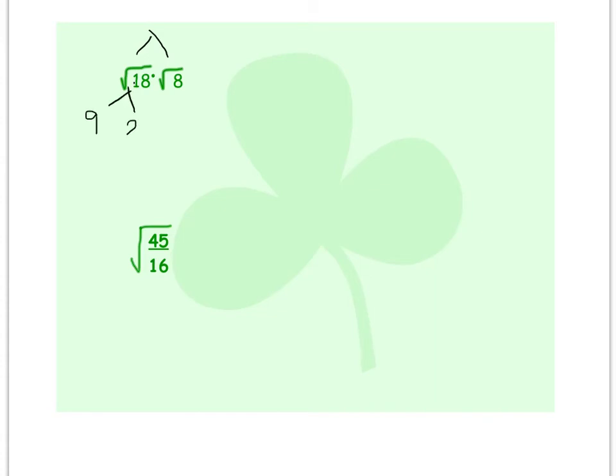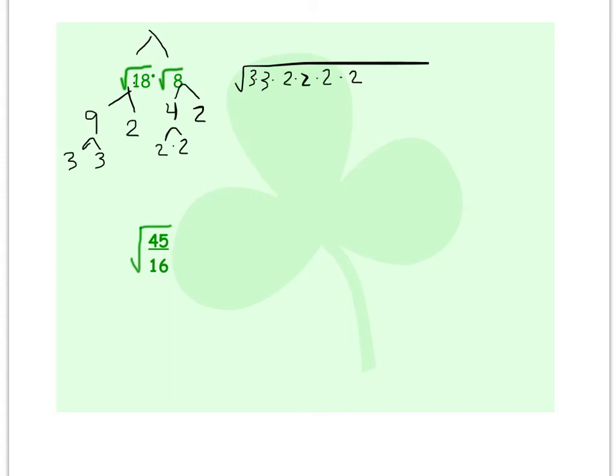18 is 9 times 2. 9 is 3 times 3. 8 is 4 times 2. 2 times 2. So if I write everything that I have, 3 times 3, 2 times 2 times 2 times 2, all of the prime numbers at the end of my factor tree.